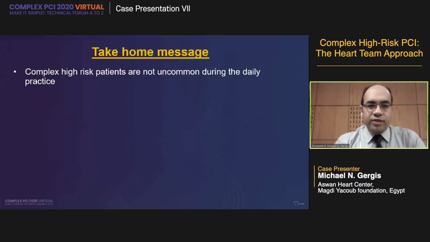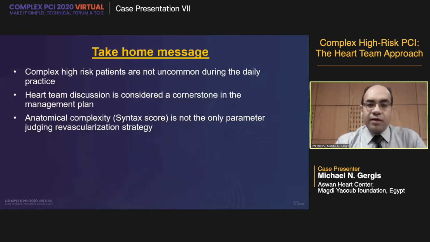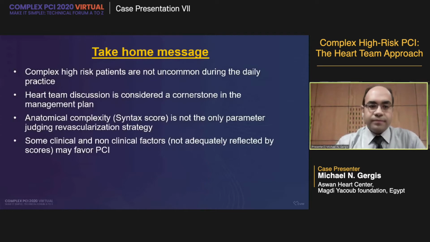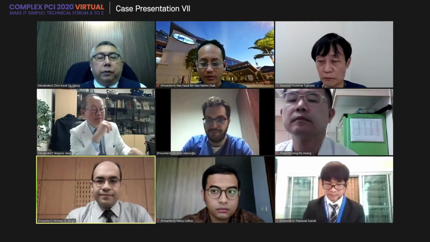My take-home messages for this case: complex high-risk patients are not uncommon in daily practice. Heart team discussion is considered a cornerstone in the management plan. Anatomical complexity reflected by SYNTAX score is not the only parameter that judges the revascularization strategy, because some clinical and non-clinical factors that are not adequately reflected by the score may favor PCI. And finally, the ability to achieve complete revascularization remains a key issue when choosing a revascularization strategy. Thank you very much.